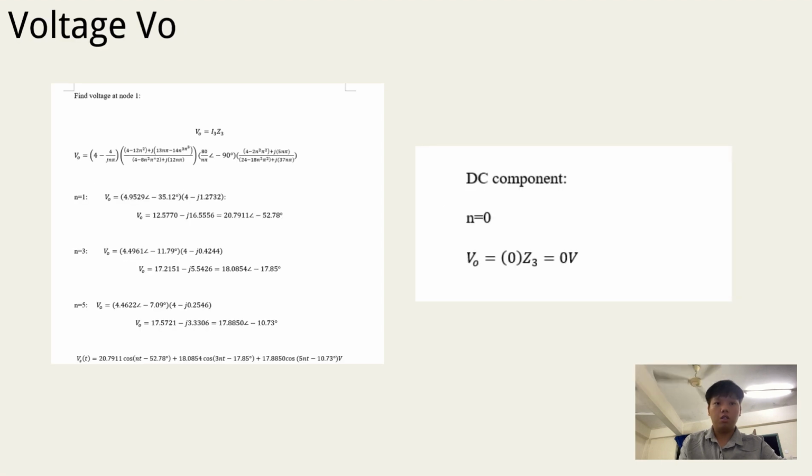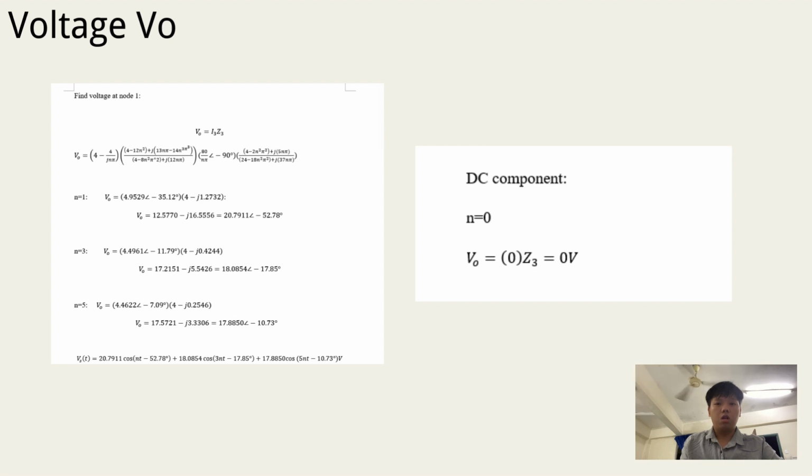To find the voltage at n equal to 1, the formula that we use is V0 equal to I3 times Z3. At n equal to 1, the value of voltage is 20.7911, angle of negative 52.78. At n equal to 3, the value of voltage is 18.0854, angle of negative 17.85 degrees. And at n equal to 5, the value of voltage is 17.8850, angle of negative 10.57 degrees.